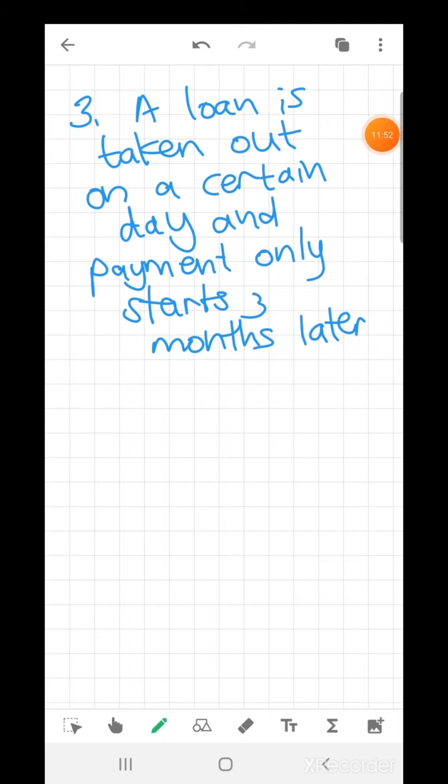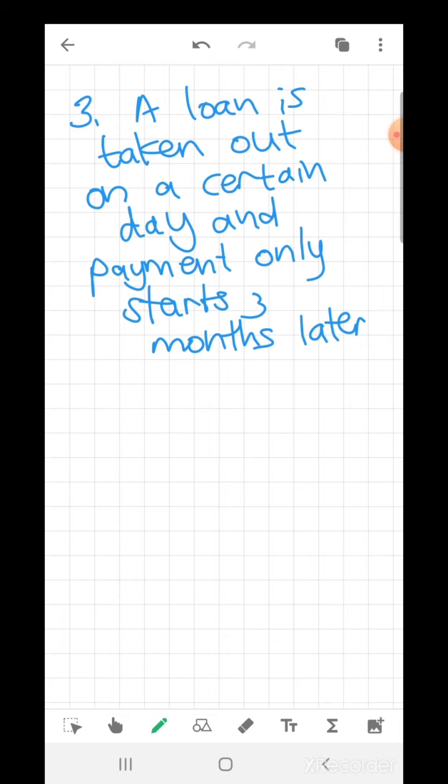Before you can even start doing other questions where you involve your future value annuities, present, well, obviously this is a loan, so it has to be present value annuities. Before you start doing all of that, you need to remember that this amount needs to grow for the number of months that were missed.